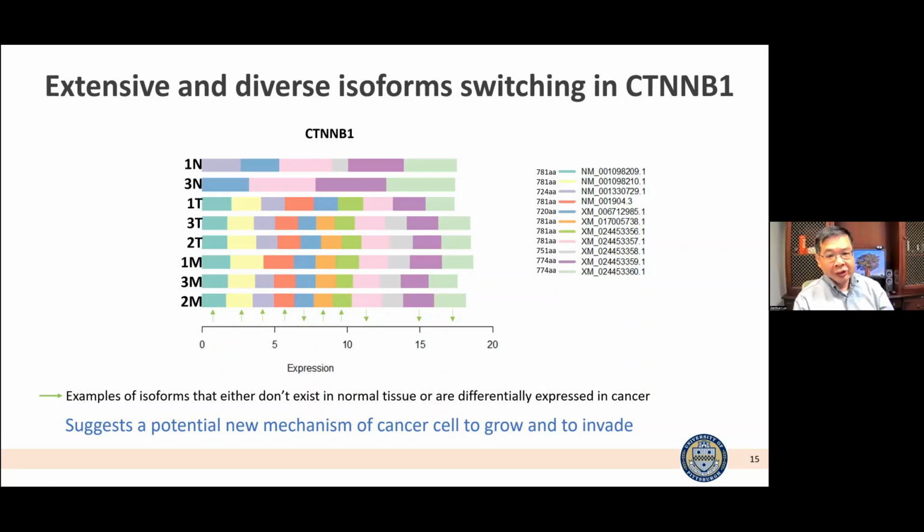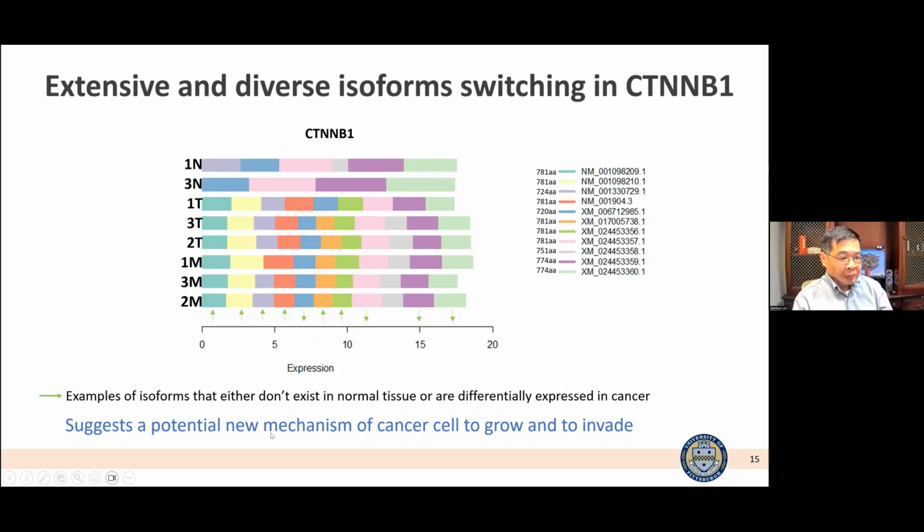And beta-catenin is an oncogene for liver cancer and has 11 isoforms. Each isoform produces slightly different amino acids. You see the normal samples from the colon, from these three individuals, are expressing quite different isoform distribution compositions. This one, this isoform, is completely absent in the normal, but it produces a significantly different structural protein, some down, some up, all over the place.